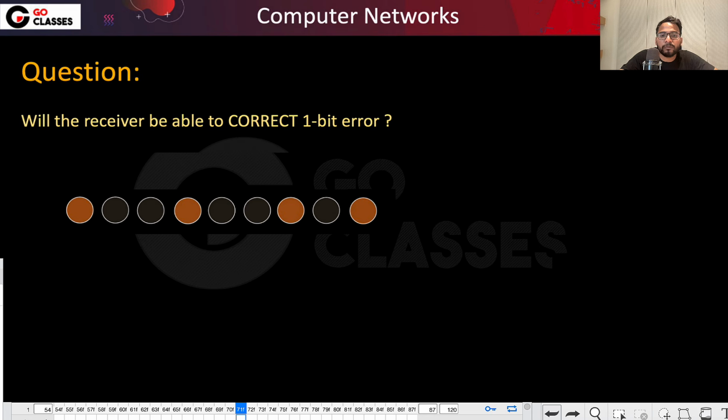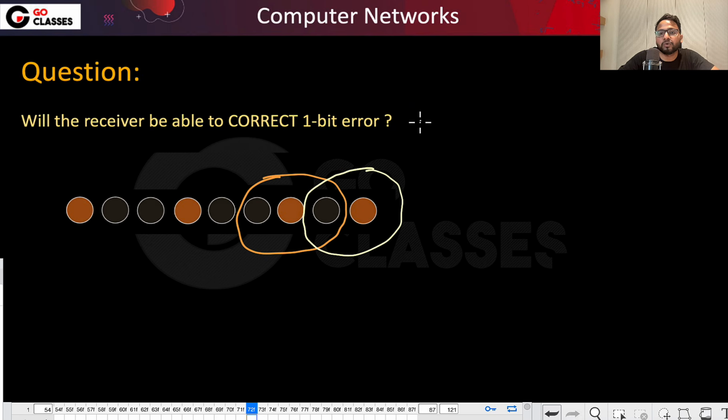So will you be able to correct 1 bit of error? The answer is no. Why? Because here this is overlapping. Here this is overlapping. Will we be able to correct one bit of error in this case? Then the answer is no. Sorry, when I said detect, I actually meant correct. So will you be able to correct? The answer is no, because this is overlapping.